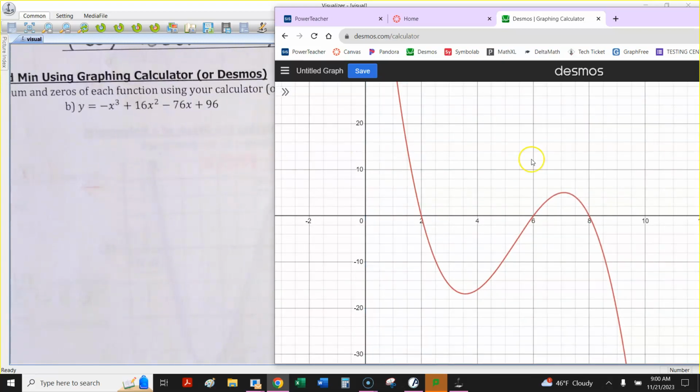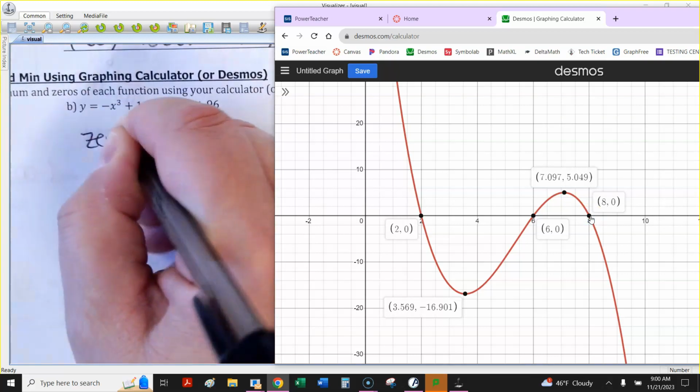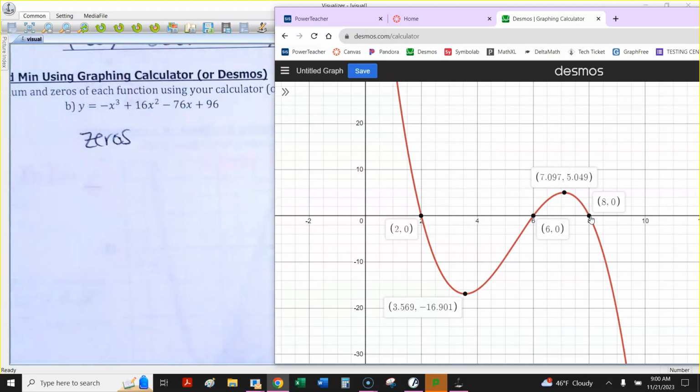So I'm just going to come over here. I'm just going to click on my zeros so I can see what they are. You might be able to tell from just looking at the graph. And then I'm going to click on the points where I have a relative maximum or minimum. All right, so for my zeros, what we have here, we got 2, 6, and 8.